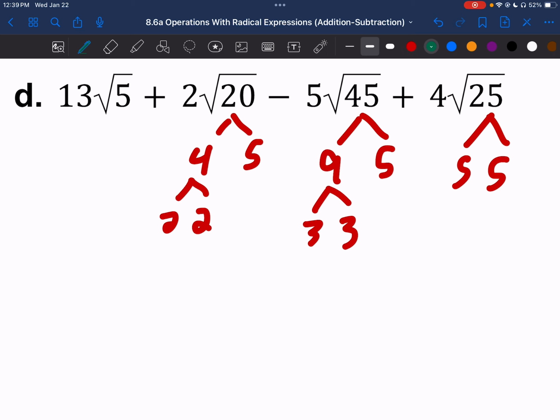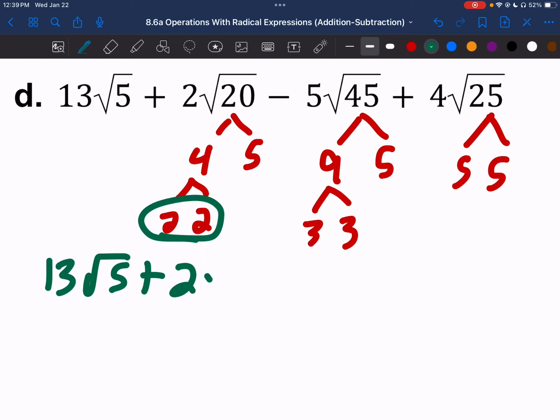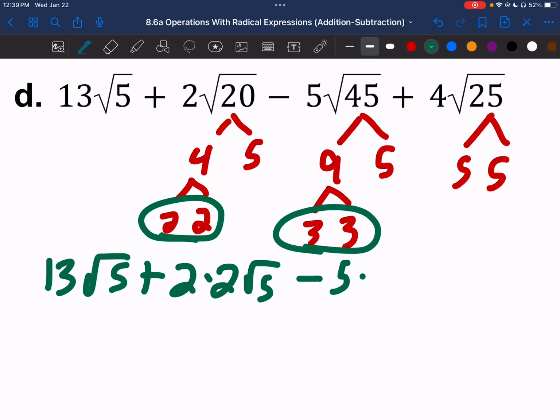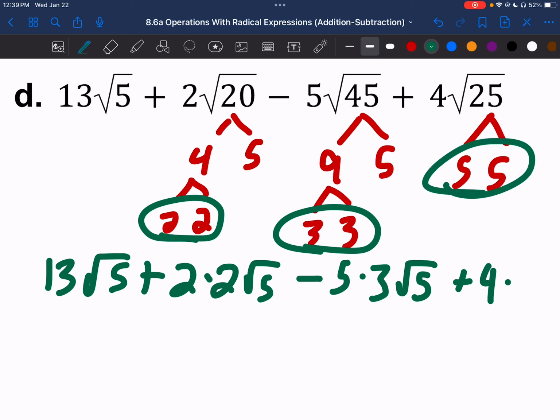Okay, so now what do we do with this? Let's bring all of our pieces together. So we got 13 root 5 plus 2 times, what do we bring out in the first term? We brought out a 2, and we're left with square root of 5. Minus 5 times, we bring out a 3, and we're still left with square root of 5, and that's plus 4 times square root of 25 is 5.